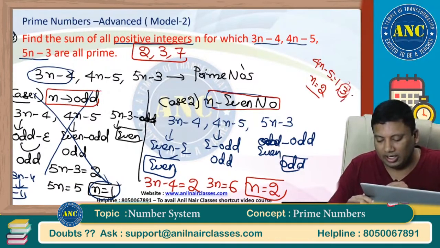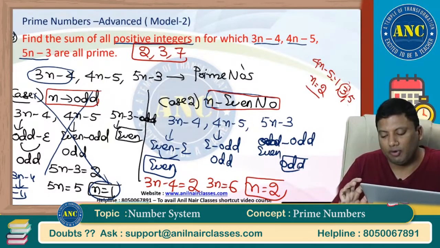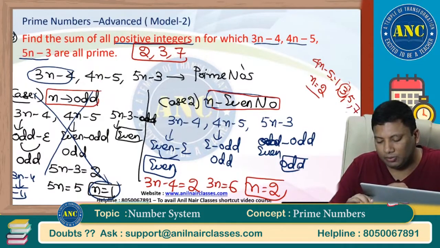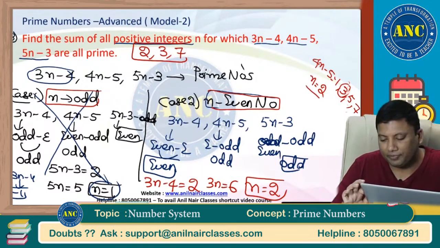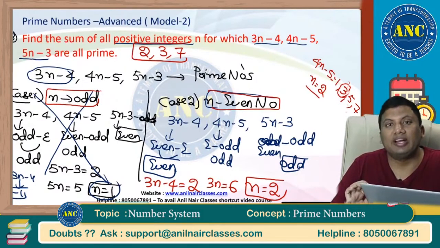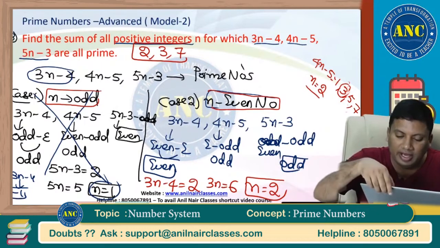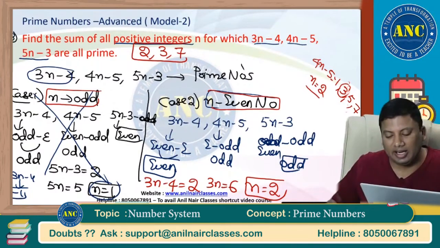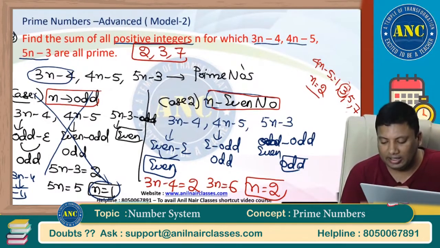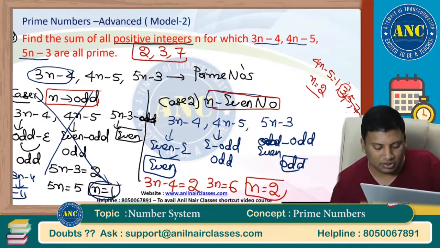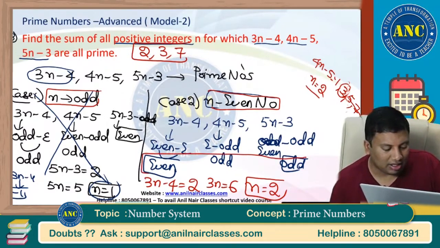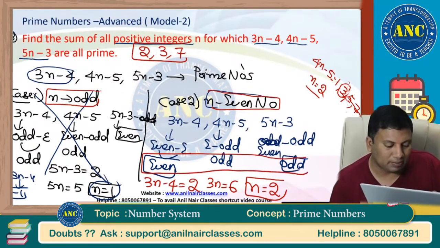That is what I did. Now 4n minus 5 is 5, so n is 10 by 4, which is not possible. Now if 4n minus 5 is 7, then 4n is equivalent to 12 and n is 3. But I am telling that n is an even number, so it is not possible. Like that, further cases are not possible. Even, odd, odd: the only even number that is possible is 2.